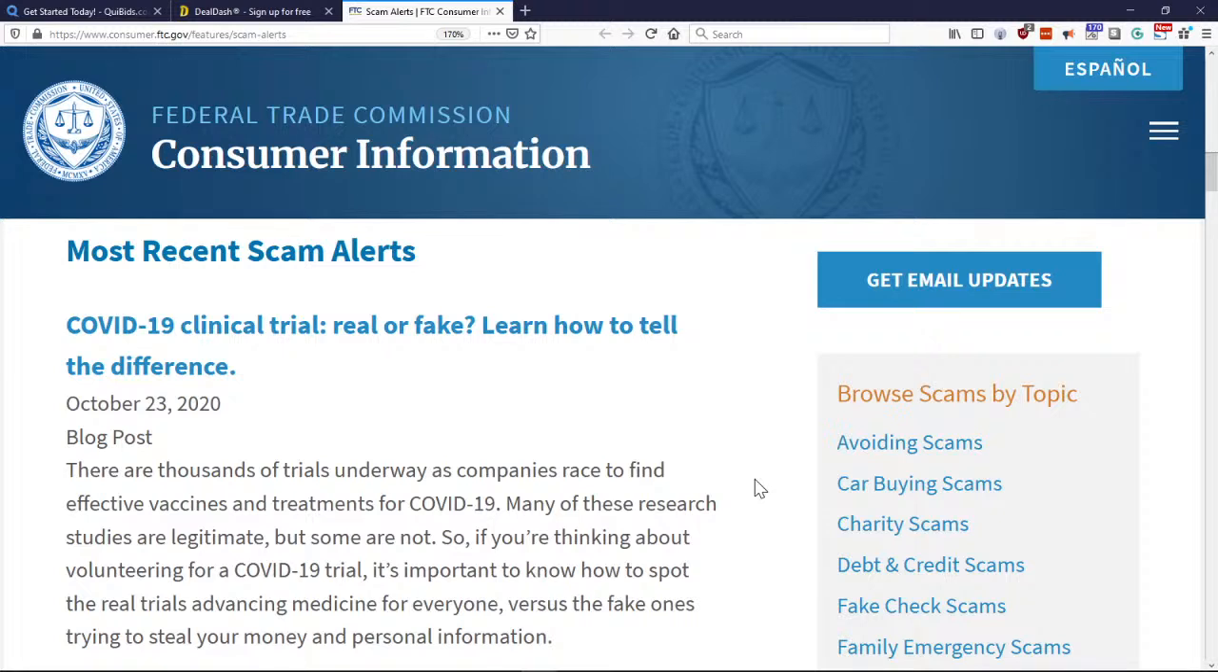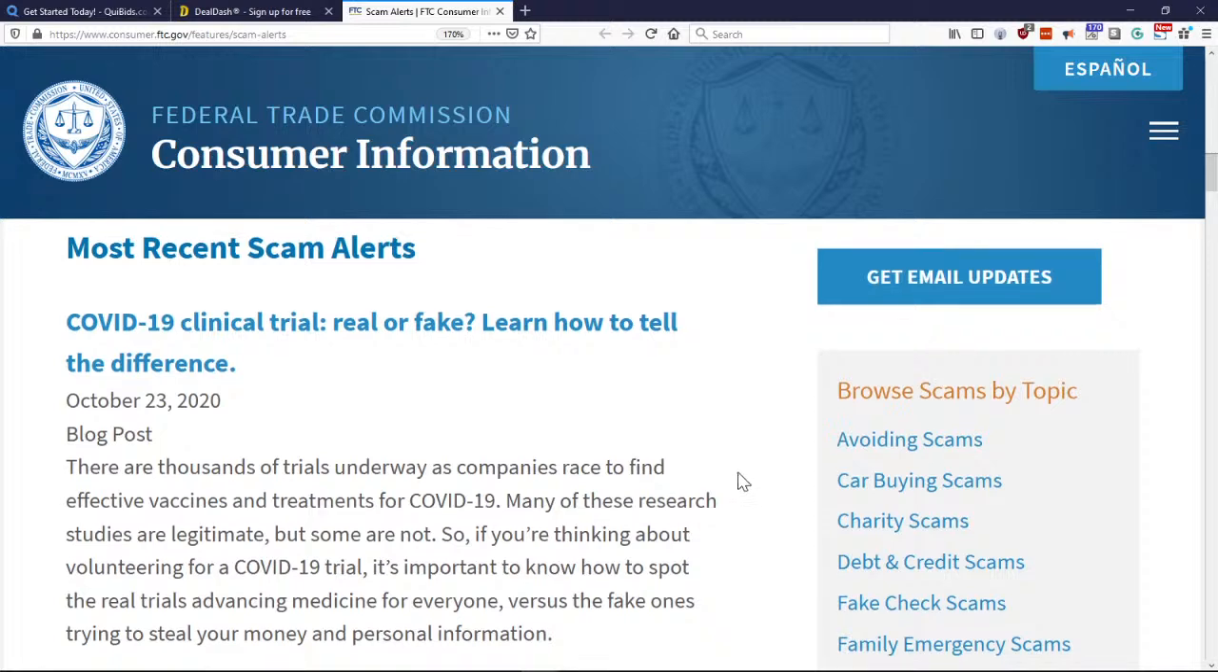So if you do hear of something that you're like, wow, this sounds really strange, this is odd, then basically do a search, go to this website, see if there's any new scams that have come out.